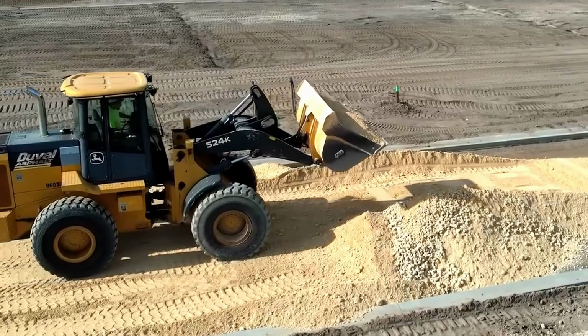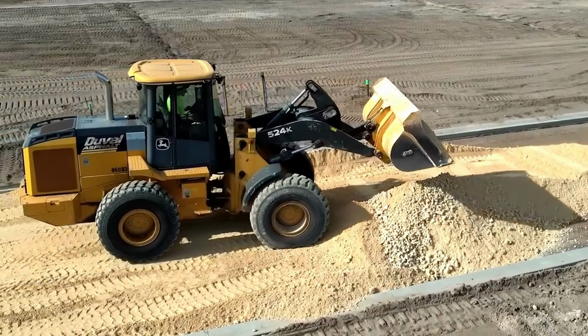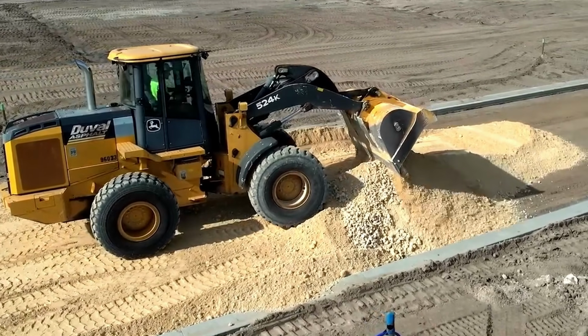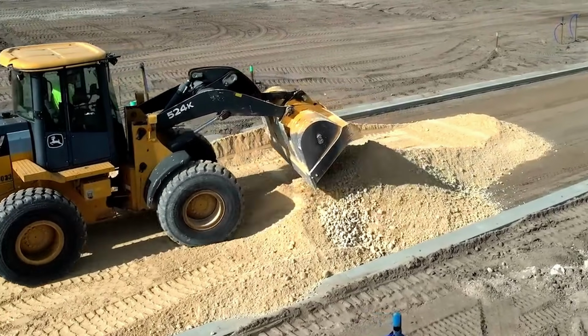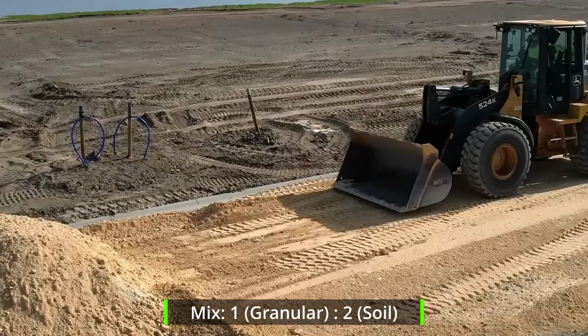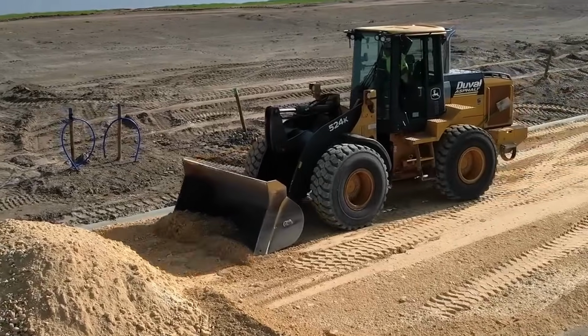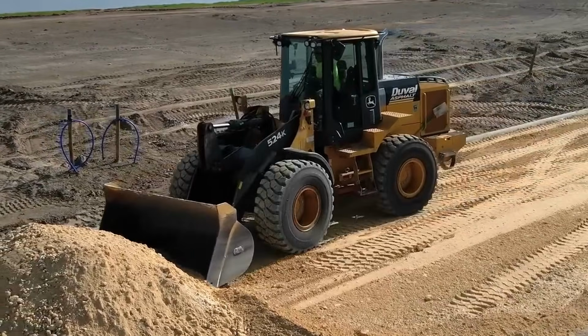Higher quality subgrade soil may be blended with granular aggregates to improve durability. Typically, a mixture ratio of 1:2 by volume is used, that is, 1 part granular aggregate and 2 parts good subgrade soil, thoroughly mixed to produce suitable subbase material.